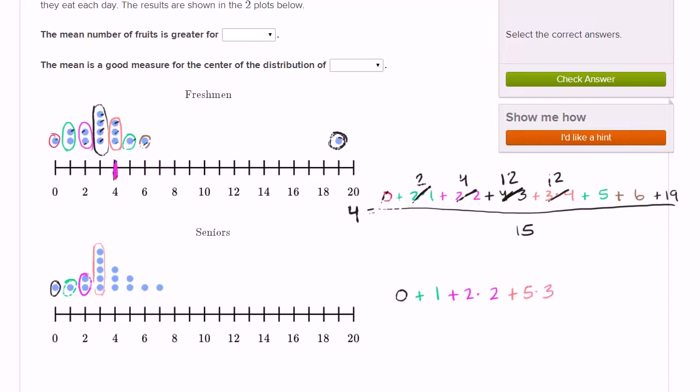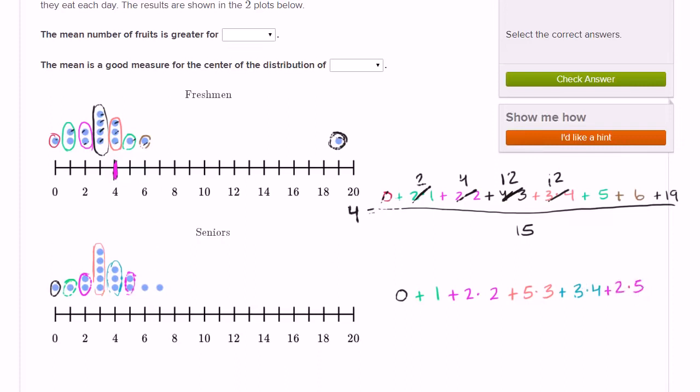And then we have 3 4s, so plus 3 times 4. And then we have 2 5s, plus 2 times 5.